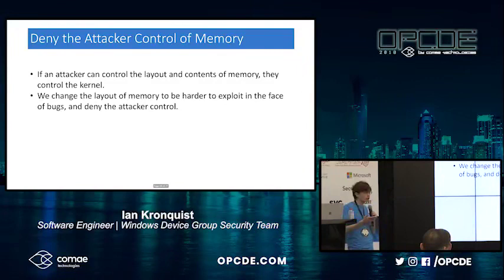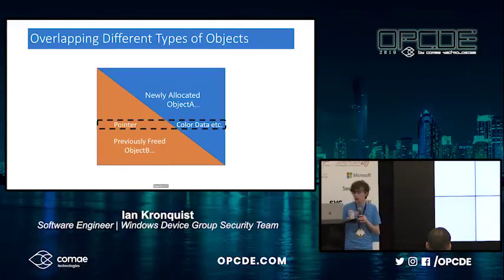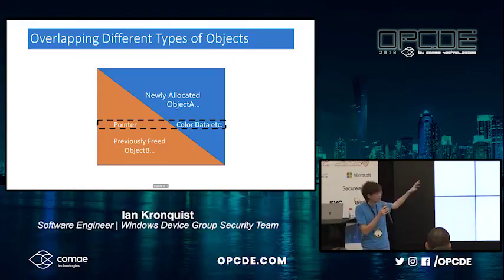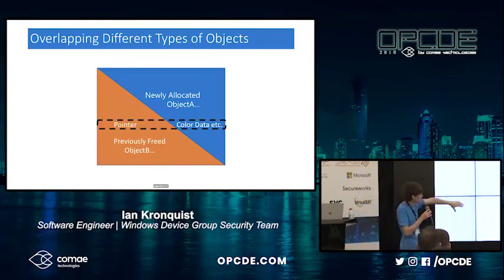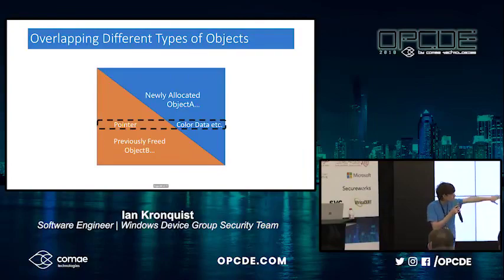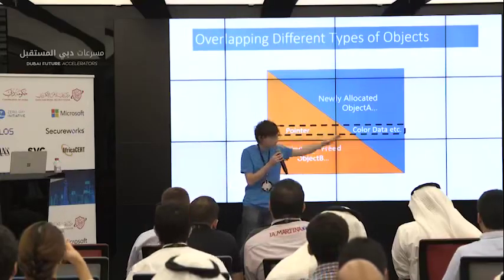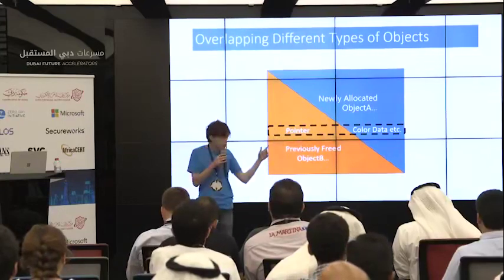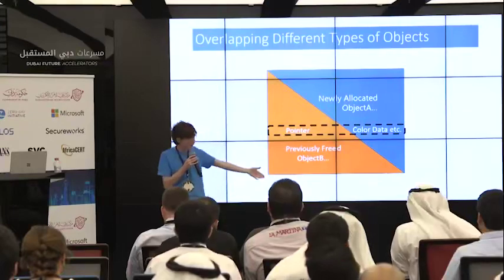If the attacker can control the layout of memory and corrupt these fields, which Saif showed you, then they can control the kernel. So by changing the layout of memory, we can make the kernel harder to exploit if the attacker has a bug. I'm going to talk about two different scenarios which we specifically defend against today. The first one: we can't let this happen. We cannot let two objects of different types wind up overlapping each other, where some pointer overlaps with the size, because then they corrupt that pointer, like Saif showed you, and they use it to manipulate some other object, and that's game over.